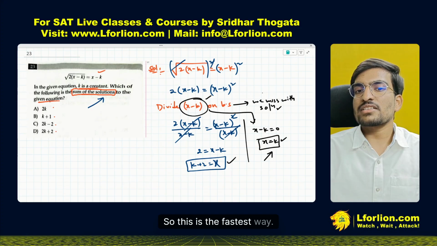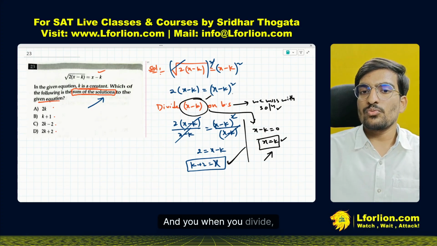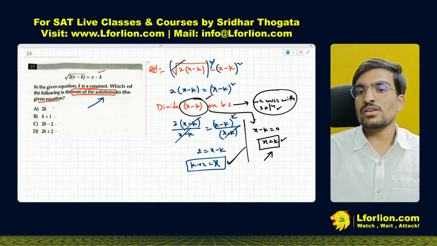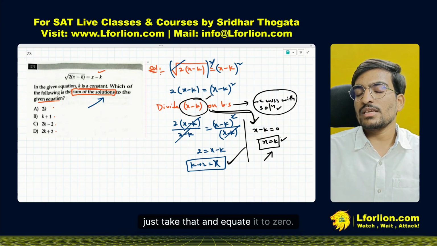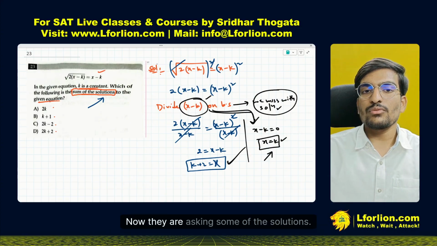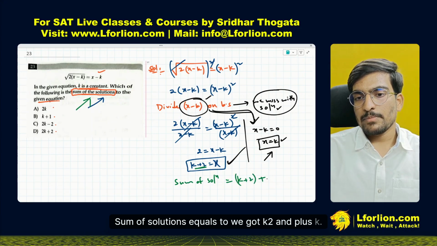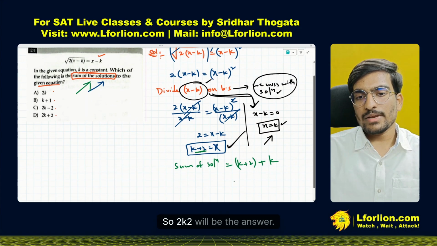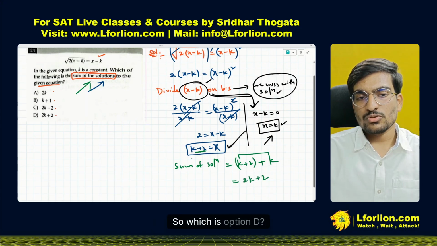So this is the fastest way. Divide it and you get one solution, and when you divide, you know that you miss a solution. That missing solution, whatever you divided with, just take that and equate it to 0, and you get the other one. Now they are asking the sum of the solutions. Sum of solutions equals k plus 2 plus k. So 2k plus 2 will be the answer. 2k plus 2, which is option D.